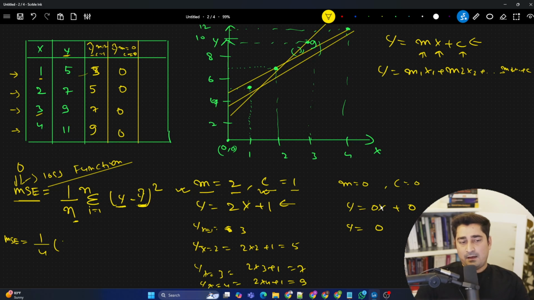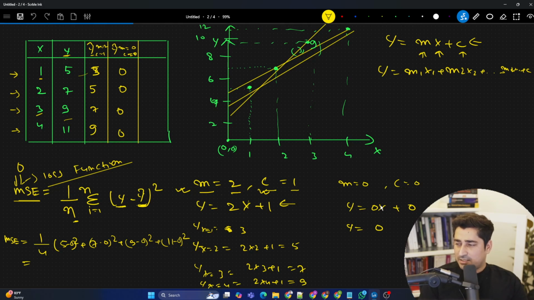So here 5 minus 0 whole square, then 7 minus 0 whole square, then 9 minus 0 whole square, then 11 minus 0 whole square. Now what is the value, guys? What is the value that I will be able to achieve? What is the MSE? Mean squared error. This is called mean squared error, which is technically a loss function.